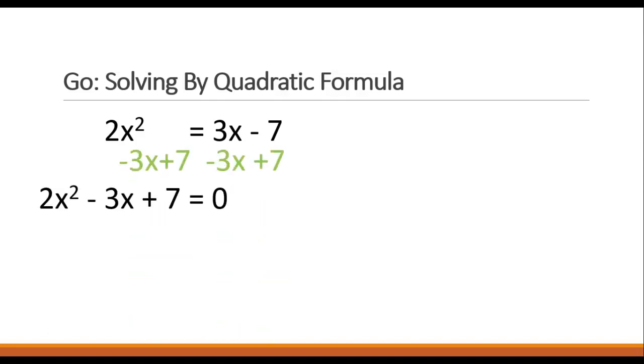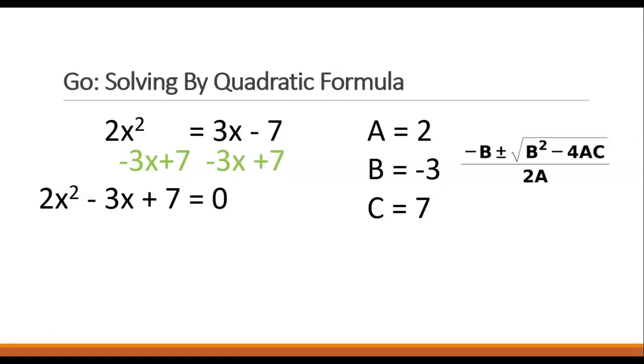To solve by the quadratic formula, consider the equation. In order to solve any quadratic, we always want to make sure that the equation is equal to 0. Once we have the trinomial, we want to identify A, B, and C. Now we need to use the quadratic formula. First, we want to substitute into the formula our values for A, B, and C. Then we want to evaluate our answers.